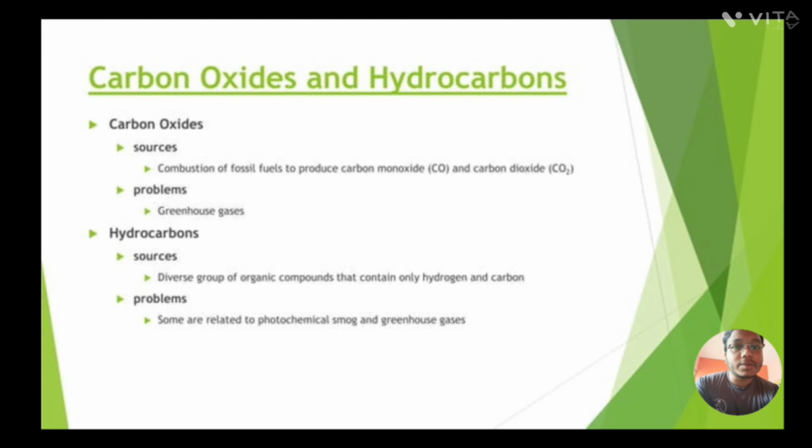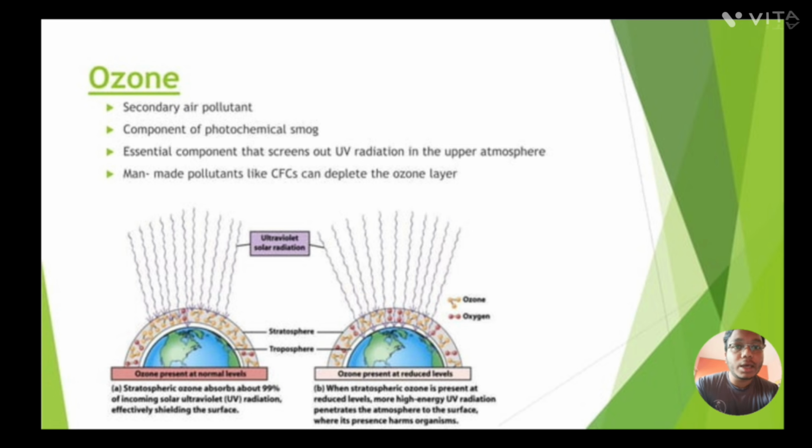Carbon oxides and hydrocarbons. Carbon oxide source: combustion of fossil fuels to produce carbon monoxide and carbon dioxide. Problems: greenhouse gases. Hydrocarbons source: a diverse group of organic compounds that contain only hydrogen and carbon. Problems: some are related to photochemical smog and greenhouse gases. Ozone: a secondary air pollutant, a component of photochemical smog, and an essential component that screens out UV radiation in the upper atmosphere. Man-made pollutants like CFCs can deplete the ozone layer.